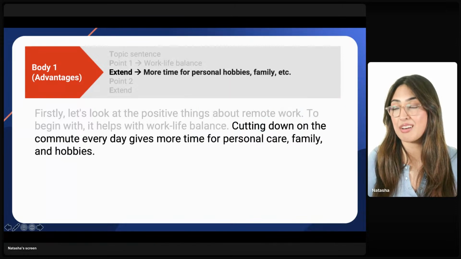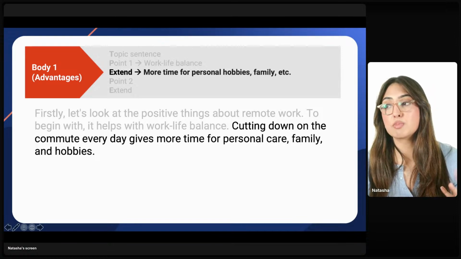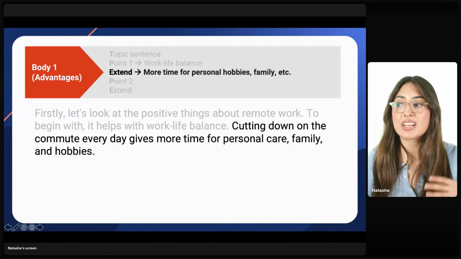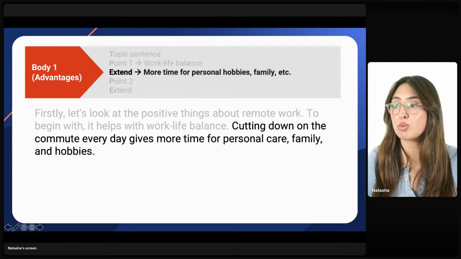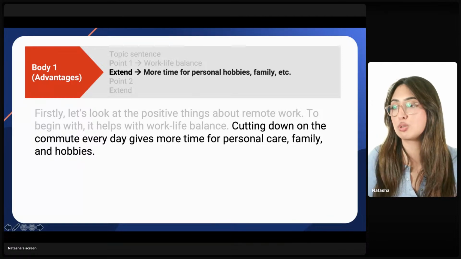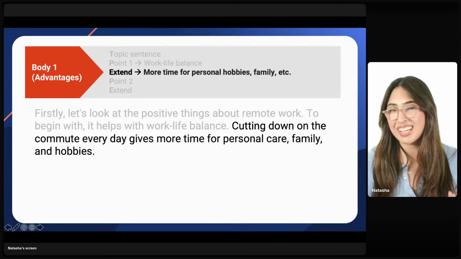Here's how I have written it. Cutting down on the commute every day gives more time for personal care, family, and hobbies. So I've explained a factor of work-life balance. I've explained a certain part of work-life balance, and that is how there's less time spent commuting or driving, and how that allows for personal care and family and hobbies.